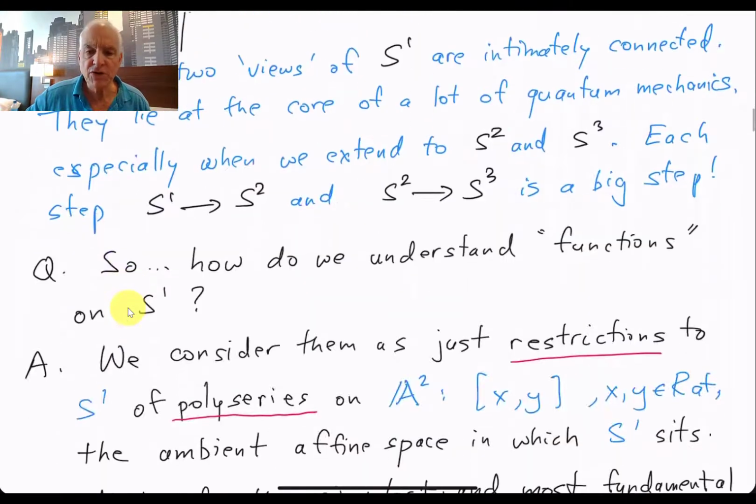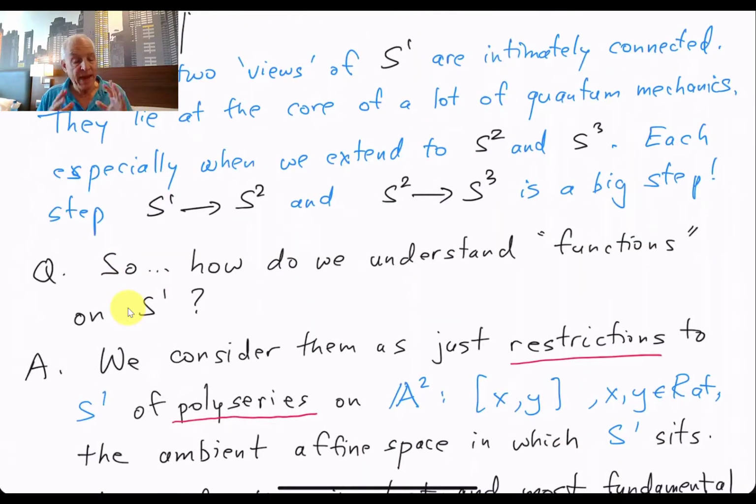Okay, so these two views of S1 are intimately connected, of course, and they lie at the core of a lot of quantum mechanics, especially when we extend the story to the two-sphere S2 and the three-sphere S3. And each one of these steps, going from the circle to the two-sphere and going from the two-sphere to the three-sphere, is a big step. But first, then, we want to understand S1. So a natural question is, how do we understand functions on S1?